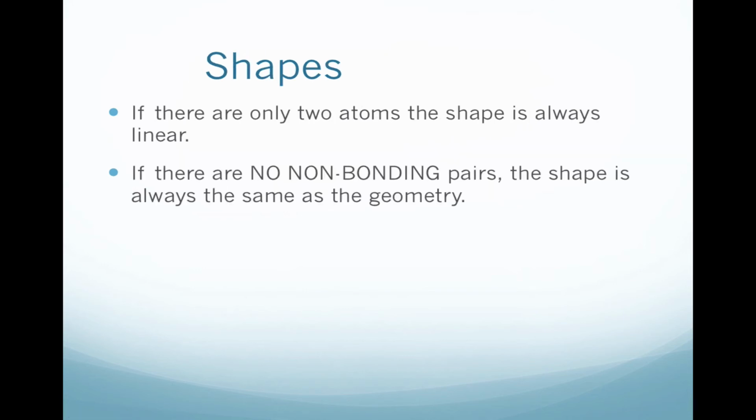Okay, so shape. Why do we care about shape? Well, shape actually determines how molecules arrange themselves in space. And it also helps when we look at attractions between molecules. So when you're looking at shape, if you just have one central atom and it's bonded to another atom, it's always going to be linear. So if you have 2 atoms together, we're talking about a linear shape.